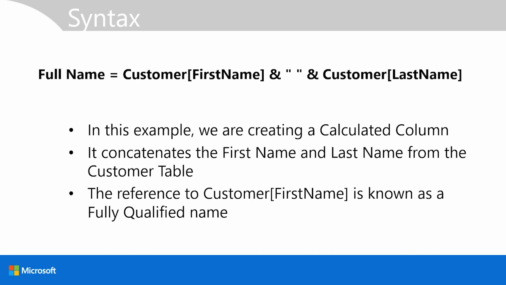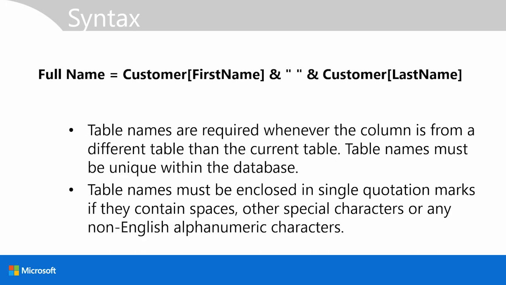Keeping in mind that column names don't have to be unique across the database, but they do need to be unique within a table. So what I mean by that is in the customer table, we can only have one column called first name, but first name can be used as a column name in another table. And once again, in this expression, table names are required whenever the column is from a different table than the current table. And table names must be unique within the database. So what that means is we can't have two tables named customer. Table names must be enclosed in single quotation marks if they contain spaces, other special characters, or any non-English alphanumeric characters.